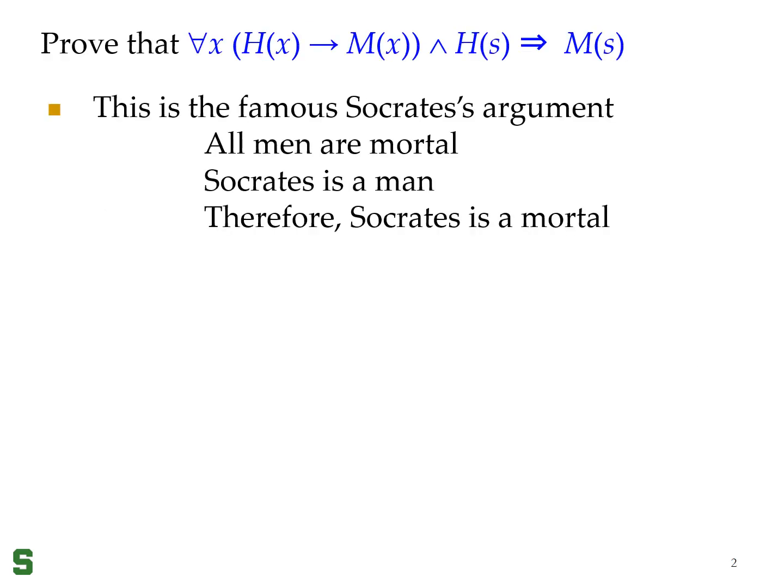So let's look at an example. This is an argument from Socrates going back ages. The claim goes, all men are mortal. Socrates is a man, therefore Socrates is mortal. Now what we are going to do is, first of all, convert this into a formula, and then see how we can identify premises, conclusion, and how we can go about proving it.